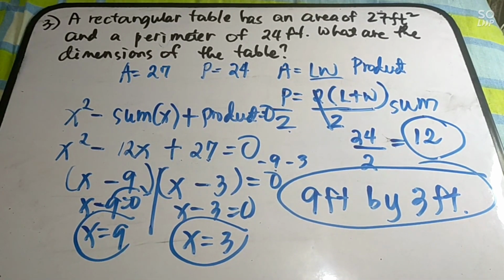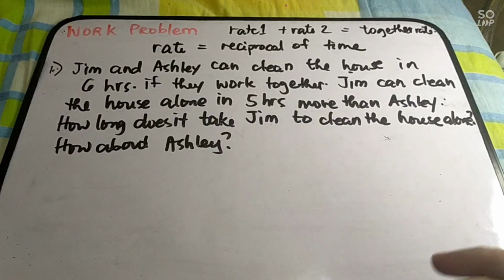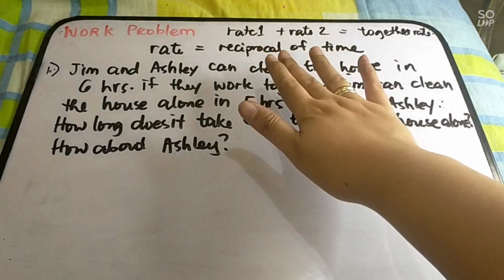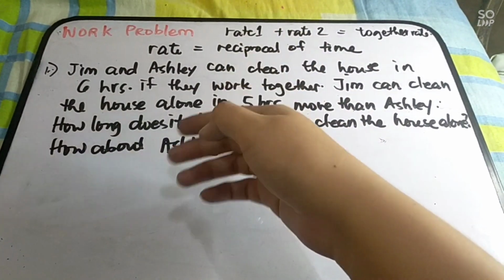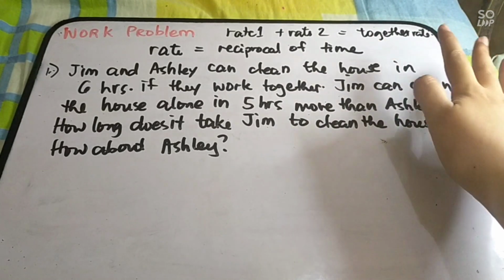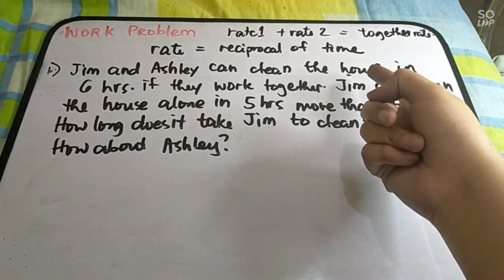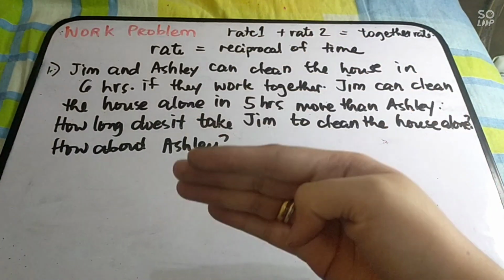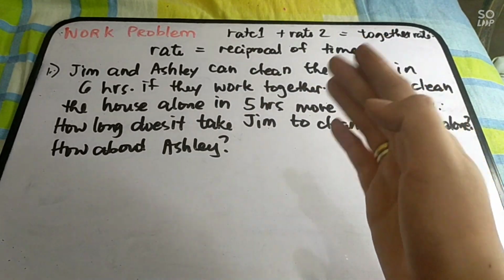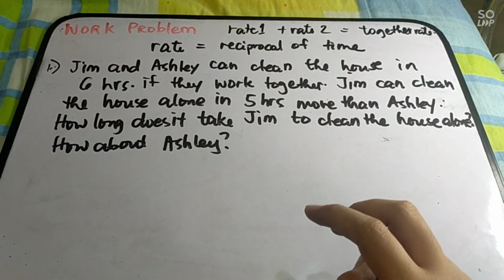Alright? Let us have another kind of problems in quadratic equation. Work problem. So, ito lang yung dapat nyo tataan kapag work problem. Si rate 1 nung unang nagtrabaho plus yung rate nung pangalawang nagtrabaho equal doon sa rate nila na sabay silang nagtrabaho. So, the rate is equal to the reciprocal of the time. So, kailangan natin makuha muna yung time ng bawat isa. Then, we are going to find for the rate. So, yung i-reciprocal lang natin yung time. Then, equal natin doon sa sabay silang nagtrabaho.